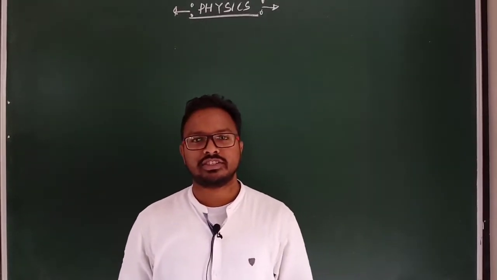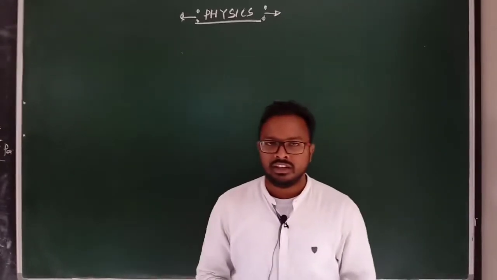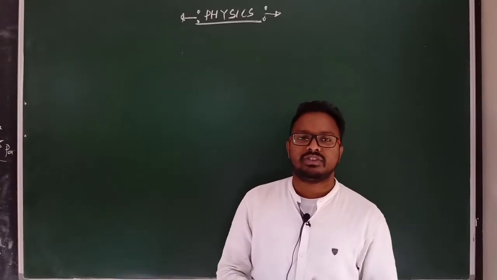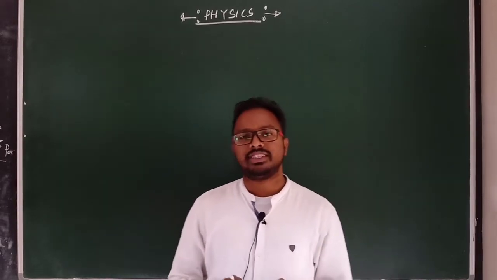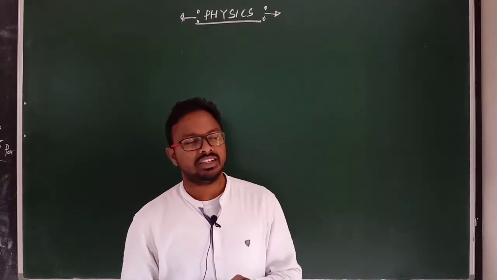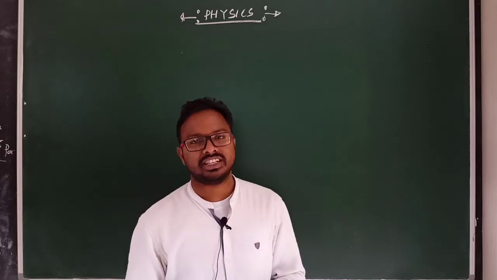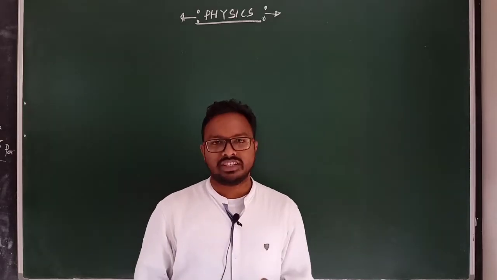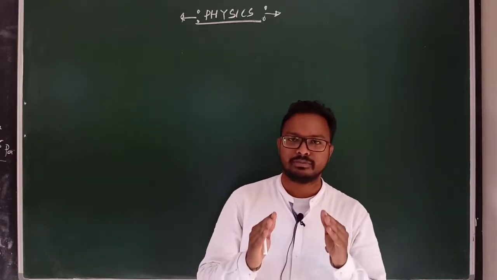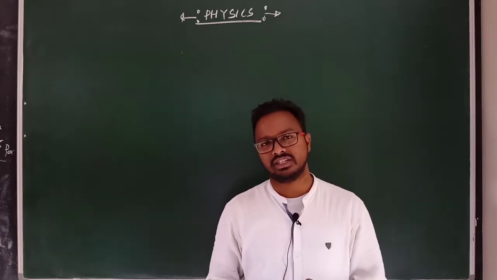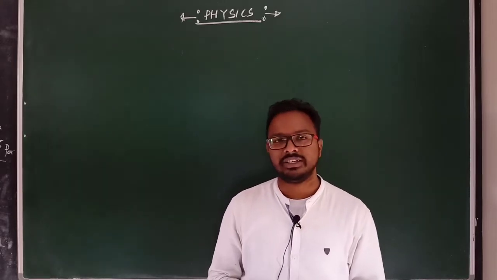Last class we discussed what is physical quantity, and there are two types of physical quantity. First one is derived physical quantity and second one is fundamental physical quantity. And what is fundamental? That means it is independent of other physical quantity. So it is an independent quantity, and similarly there is another type of physical quantity that is known as derived physical quantity. So what is derived physical quantity?